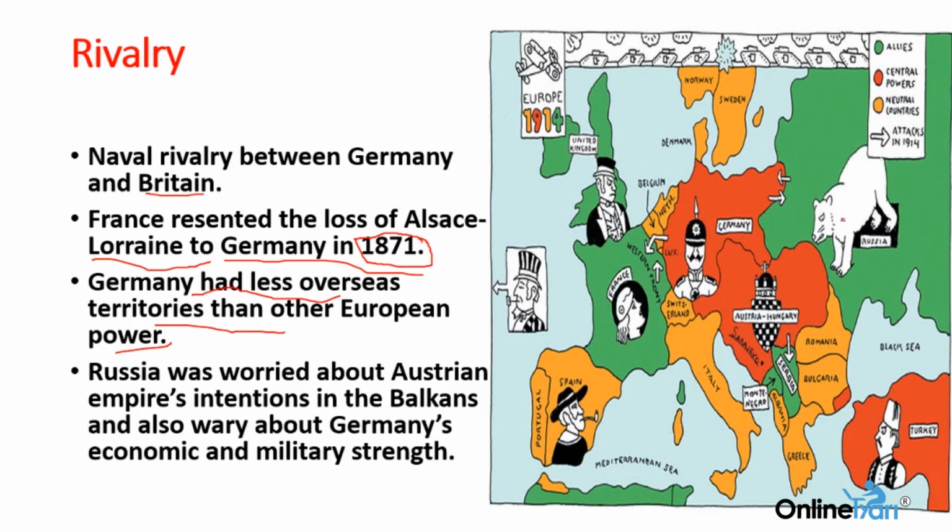And the other power, Russia. You can see here Russia was worried about the Austrian Empire's intentions. And why? Because Russia thought that if Germany had influence over this part, then they would be so close to Russian territory, and that would be a threat to Russia. Also, Russia was not that advanced industrially, economically or militarily, and Germany was rising at tremendous speed, and it became a problem. Basically, Russia resented that.